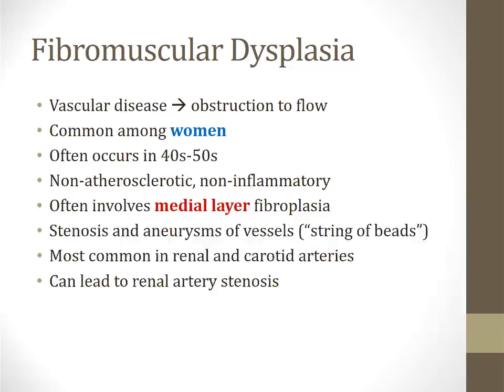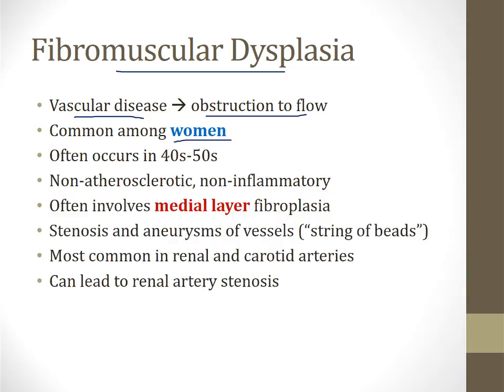Most patients with renal artery stenosis have atherosclerosis of the renal arteries, but there is, however, another cause of renal artery stenosis that does not involve atherosclerosis, and that's a rare disorder called fibromuscular dysplasia, or FMD. This is a blood vessel disease. It's a vascular disease that leads to obstruction to blood flow.